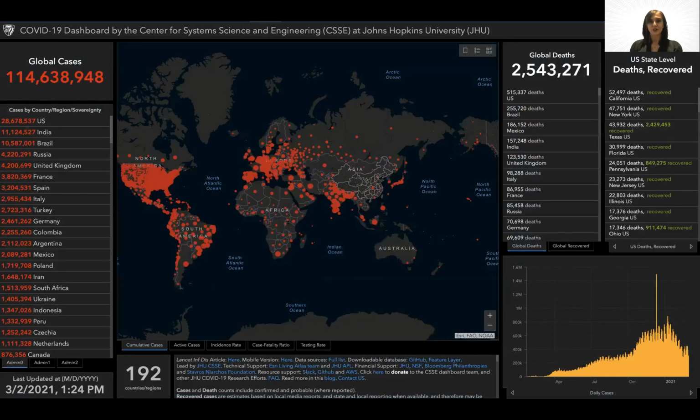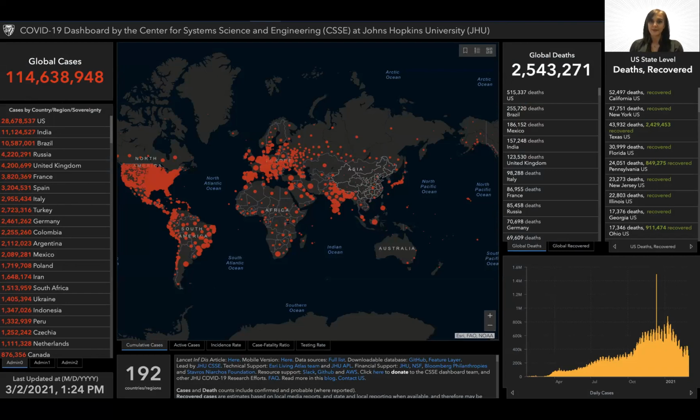In fact, here's a screenshot from Johns Hopkins that's keeping a dashboard of statistics around the almost 115 million people around the globe who have been infected with SARS coronavirus 2, including almost 29 million people in the United States alone. Globally, 2.5 million people have died of this virus, 515,000 in the United States alone.